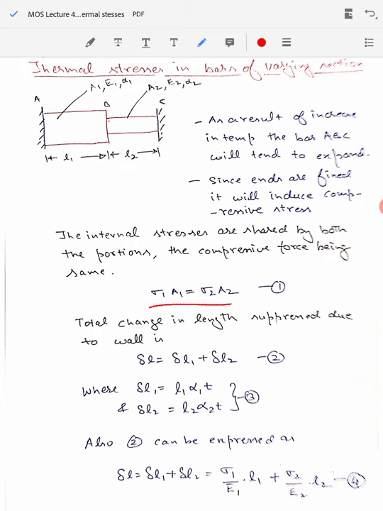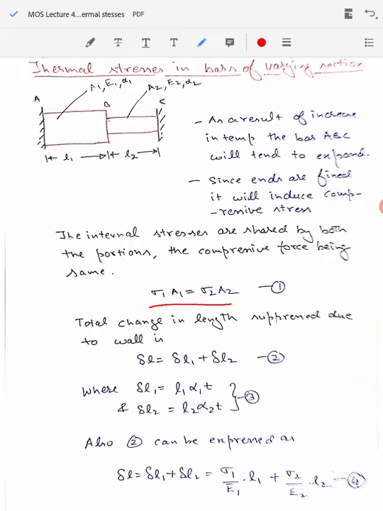So the net compressive force that is acting in the section AB will be equal to that in section BC. So we can say the compressive force magnitude will be stress multiplied by area for the first bar equals stress multiplied by the area of the second bar. So sigma 1 A1 will be equal to sigma 2 A2.